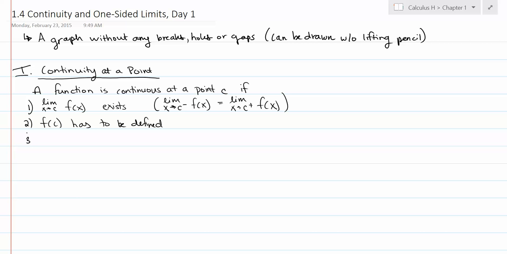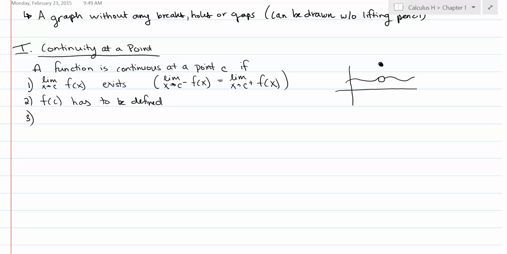And number 3 may seem obvious, but so far you're saying the limit exists from the left and right hand side, it's the same, and f of c is defined. You could still have a situation like this where it's not really continuous. So the third stipulation is the limit as x approaches c of f of x actually has to equal f of c. That means the hole would no longer exist.